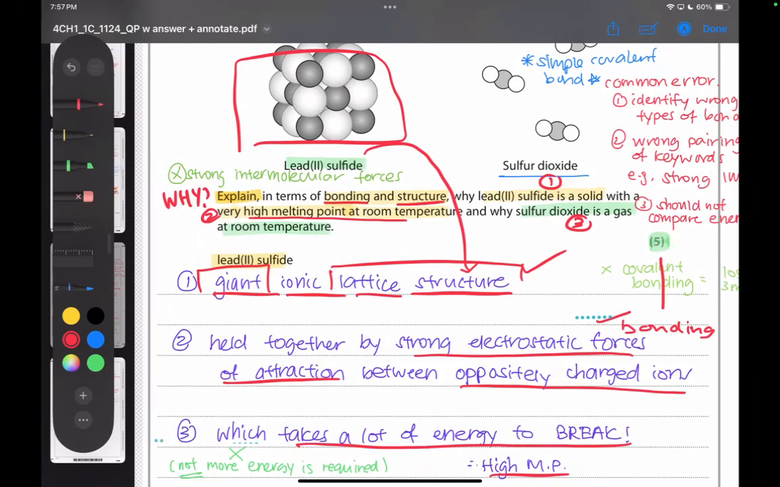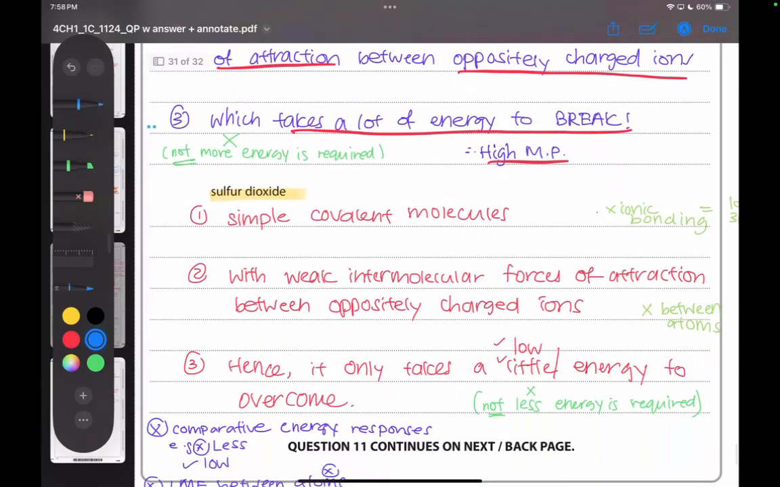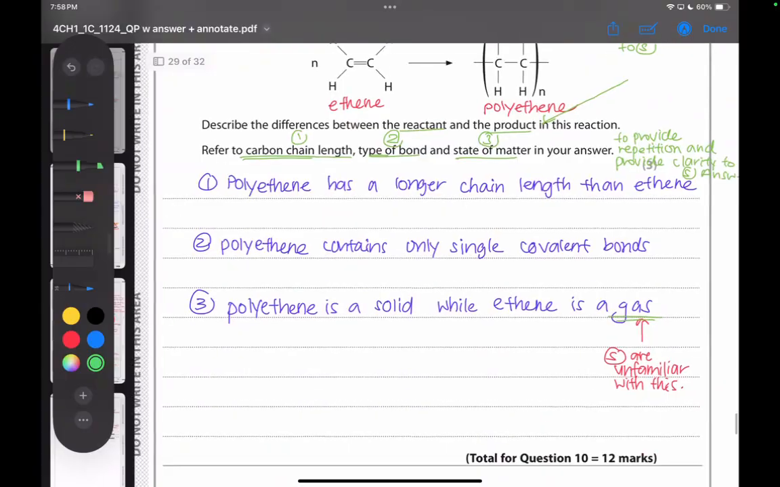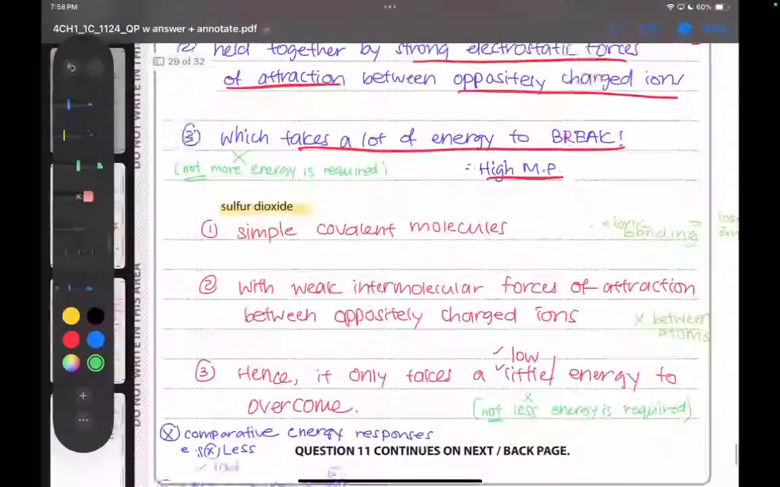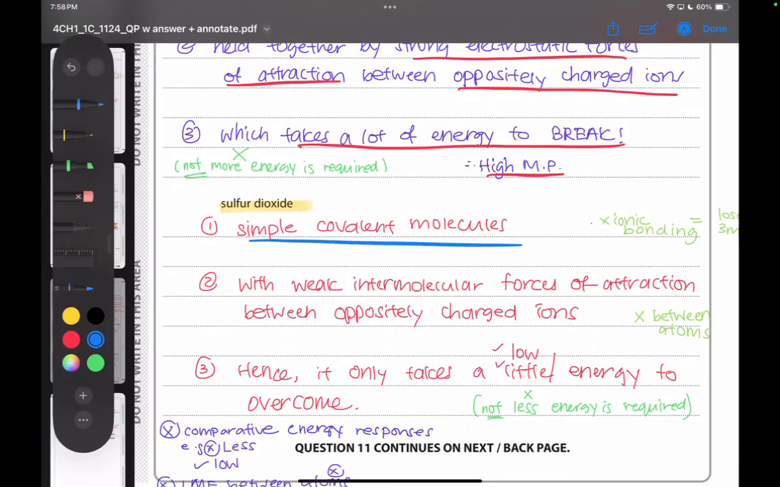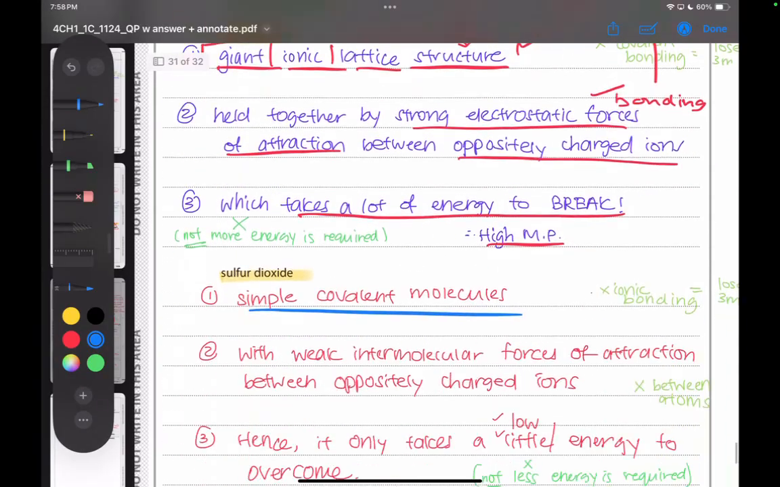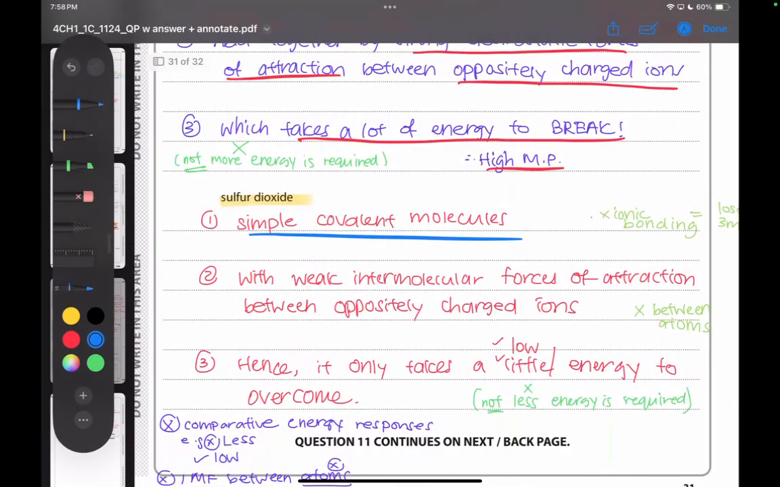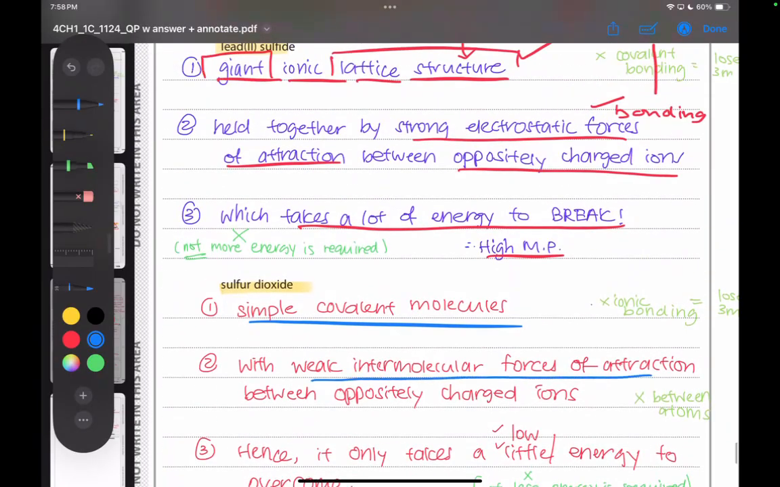Hopefully you see how we underline the keywords that we need to explain, and how we apply them to answer this question. Then we move on to sulfur dioxide. I'm going to use blue. Sulfur dioxide here is a simple covalent molecule. You can see it from the diagram as well. What is in between these molecules is weak intermolecular forces of attraction. It shouldn't be between the oppositely charged ions, that would be wrong. It's between the molecules.